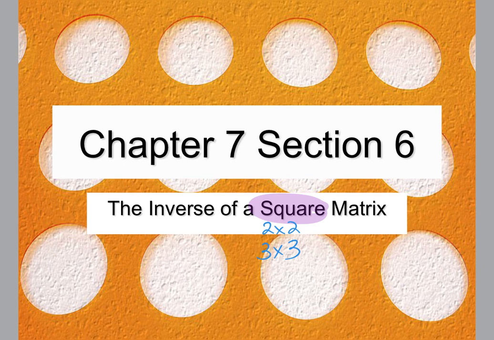Is there anything higher? I mean, you could do a 4 by 4. What about a 1 by 1? Is that kind of a square matrix? I mean, yes, it would, but that's not one you can find the inverse of.